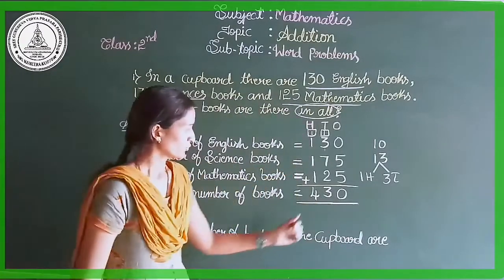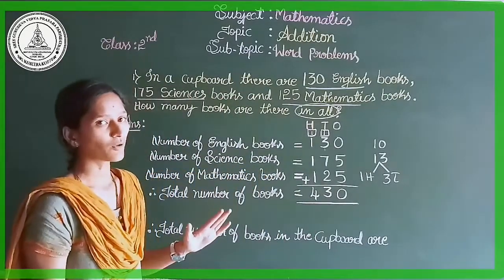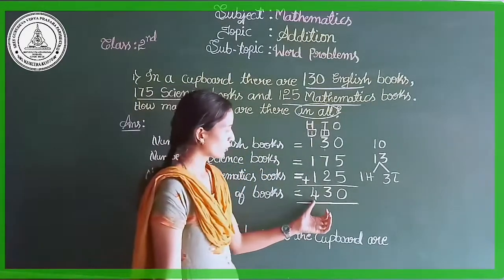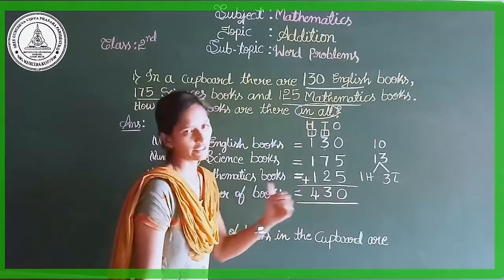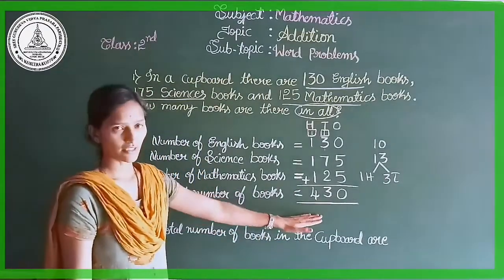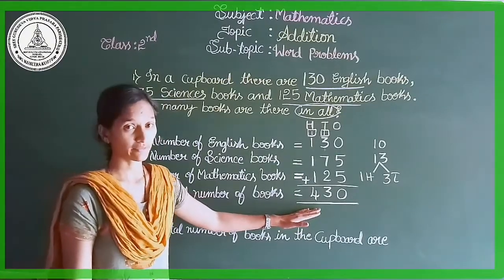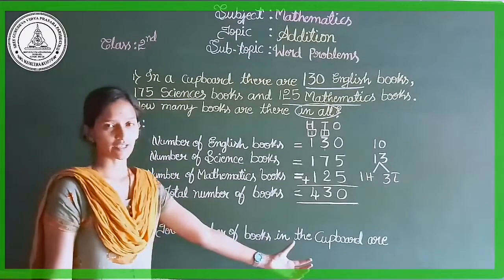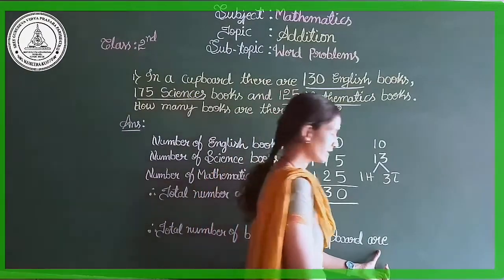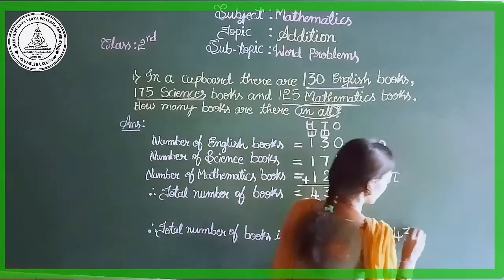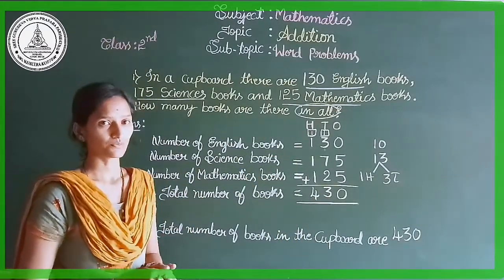So which is our sum? 430 is our sum. So my dear students, in the cupboard the total number of books is 430. This is our sum. After finishing this, you have to write down the conclusion statement. See, here is the conclusion statement: the total number of books in the cupboard is 430 books.